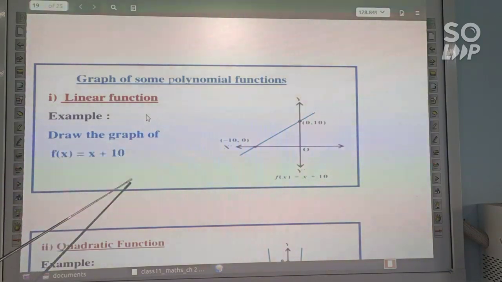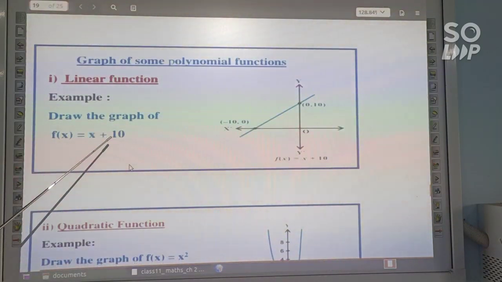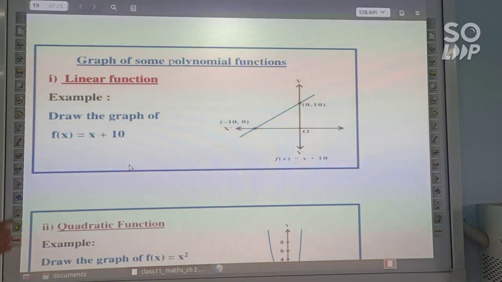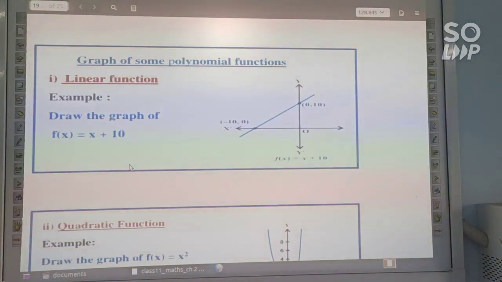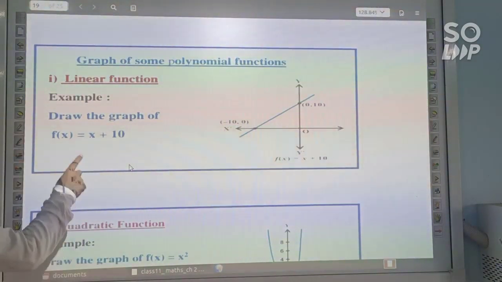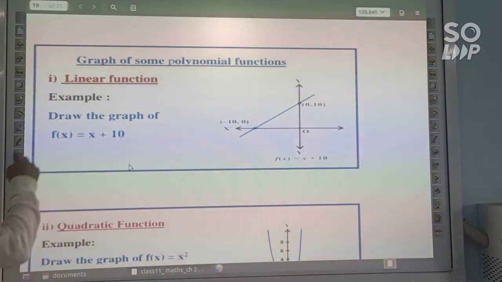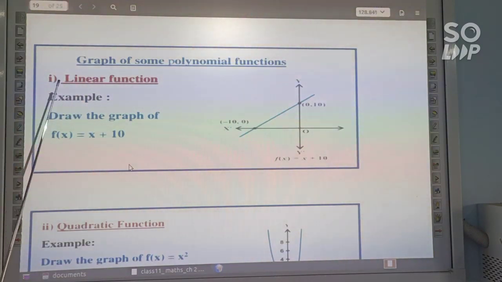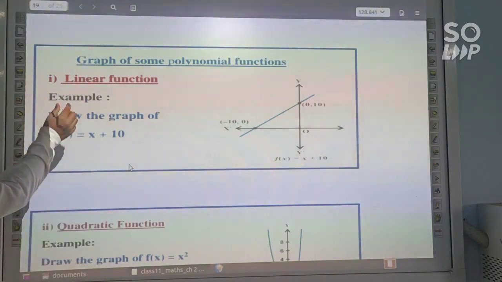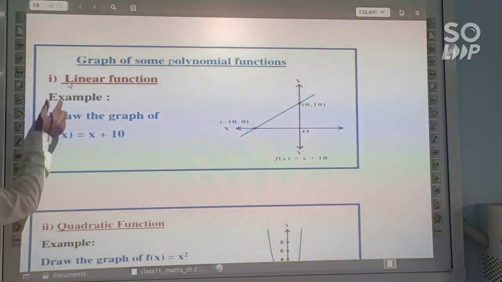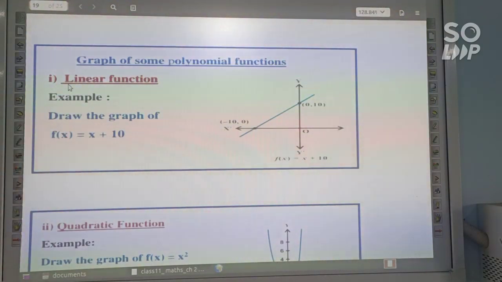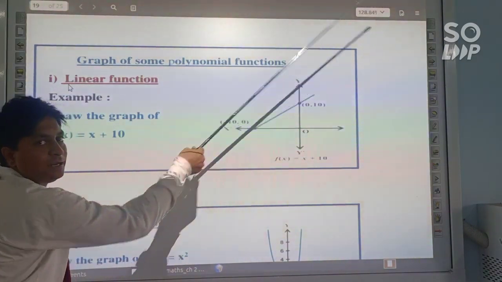Draw the graph of f of x equal to x plus 10. We know that the power of x is equal to 1. Then this is a linear equation, and linear is defined by a line. You are noted that linear is defined by a line. So for the linear function, we find a straight line.